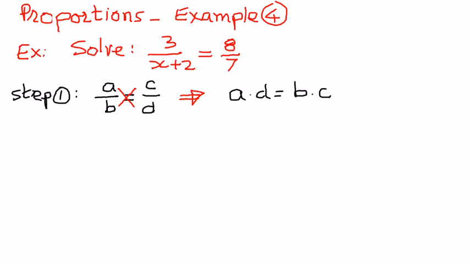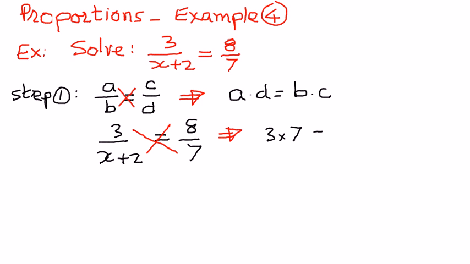So what we have here is 3 over x plus 2 is equal to 8 over 7. We're going to cross multiply, and when we cross multiply, we're going to arrive at the following terms. 3 times 7 is equal to 8 times x plus 2. We want to solve for x. In this case, we're going to simplify these terms, and let's write that as step number 2.